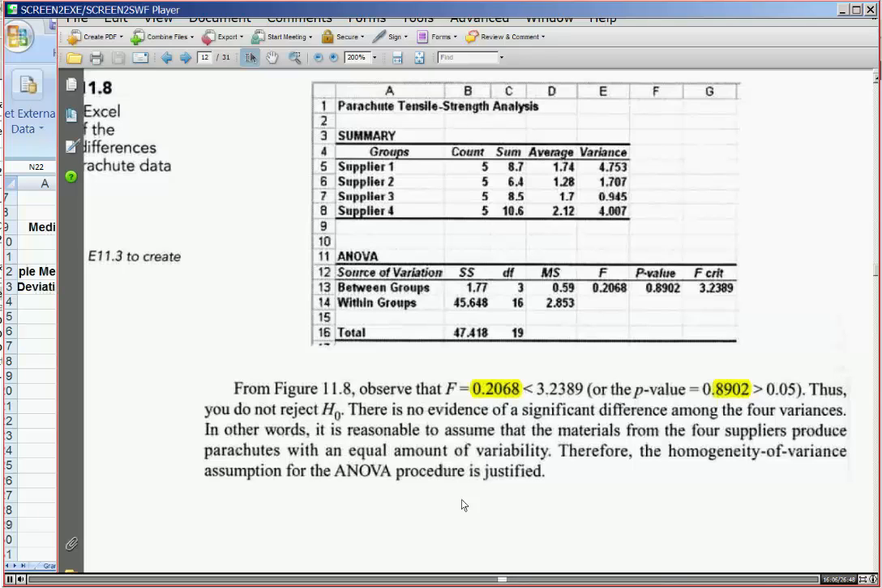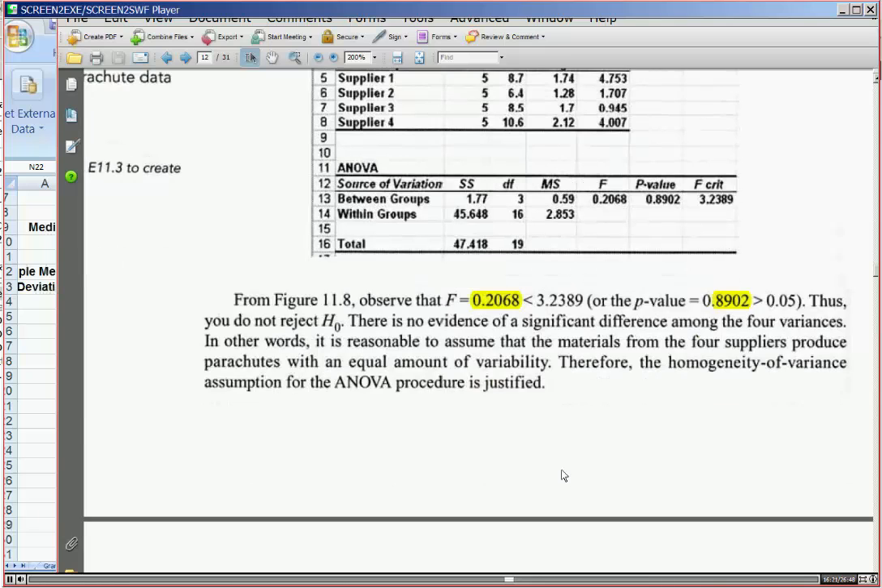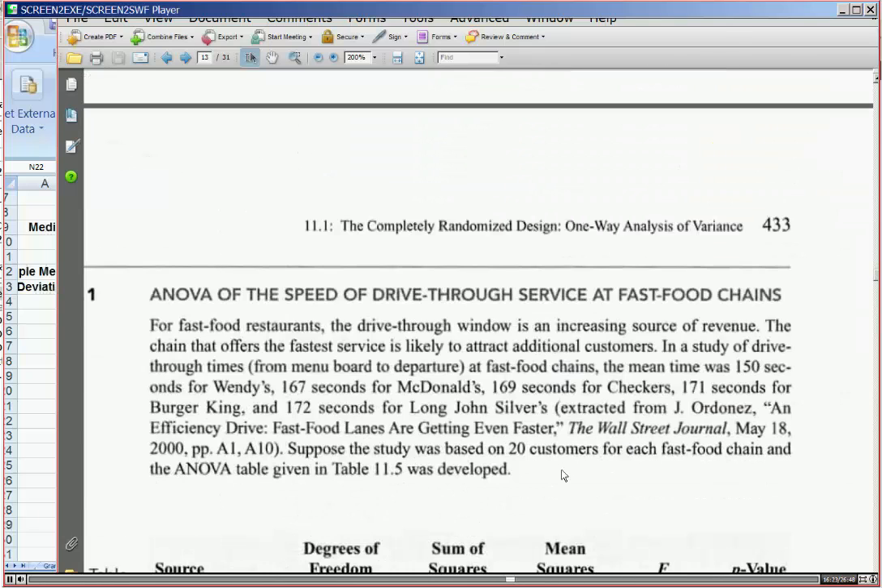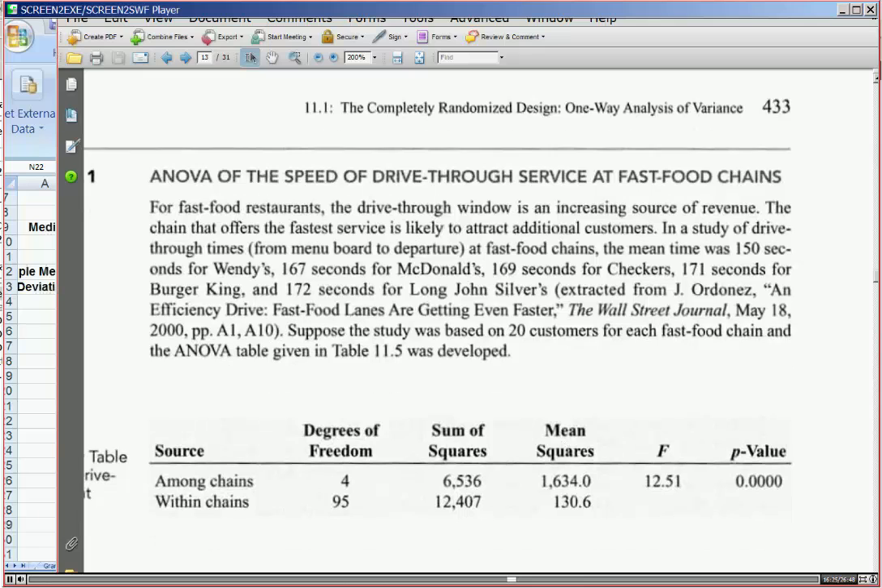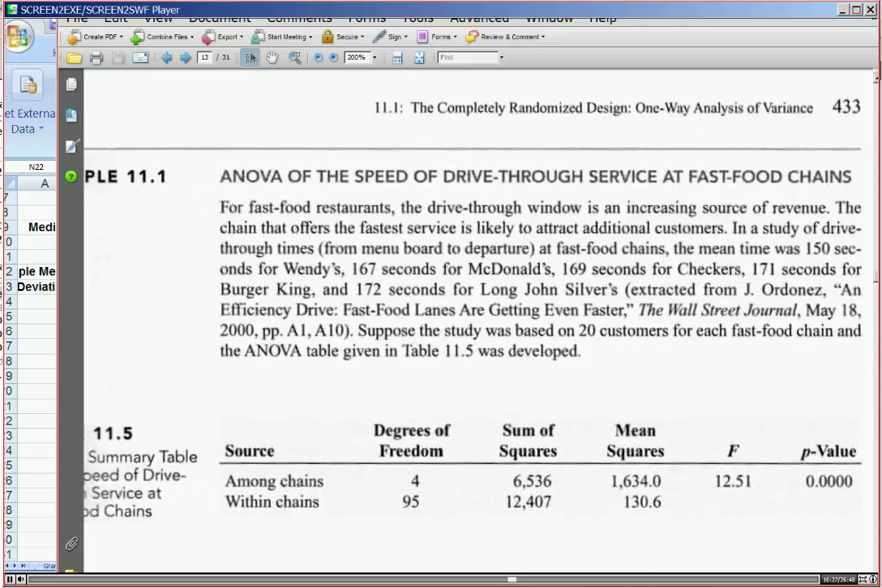Okay. We established the equality of variability. Therefore, the homogeneity of variance assumption for the ANOVA procedure is justified. And normally we would have proceeded to run the ANOVA on the means, but we did that before. Here's the example they give us.